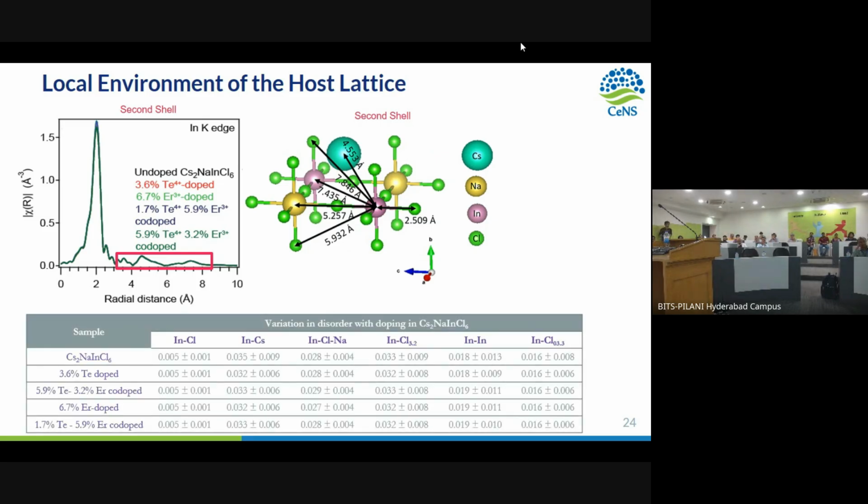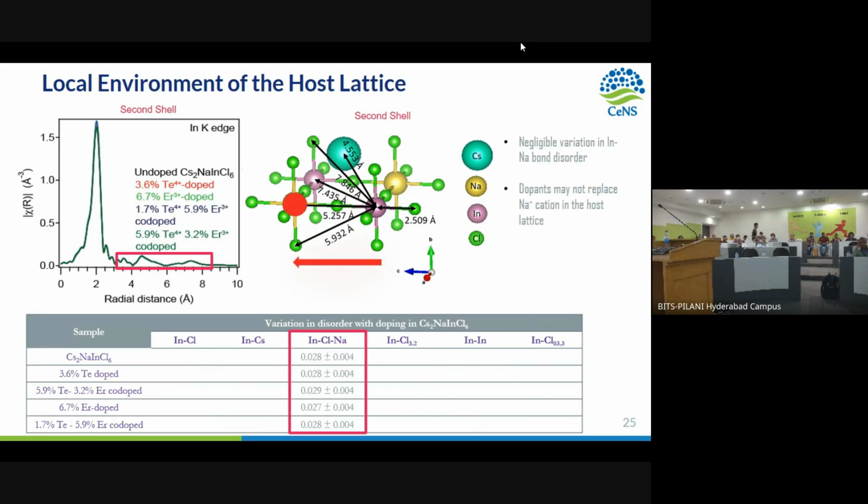So we did the analysis. Let's not go into the details. What I want to show here is the disorder parameter of the bond I am talking about, indium chlorine sodium. There is not any change in the disorder parameter. If we were putting some dopant there, we would expect the disorder parameter to be different. But here we don't see that change. So it suggests that the dopant is probably not going into the sodium site.